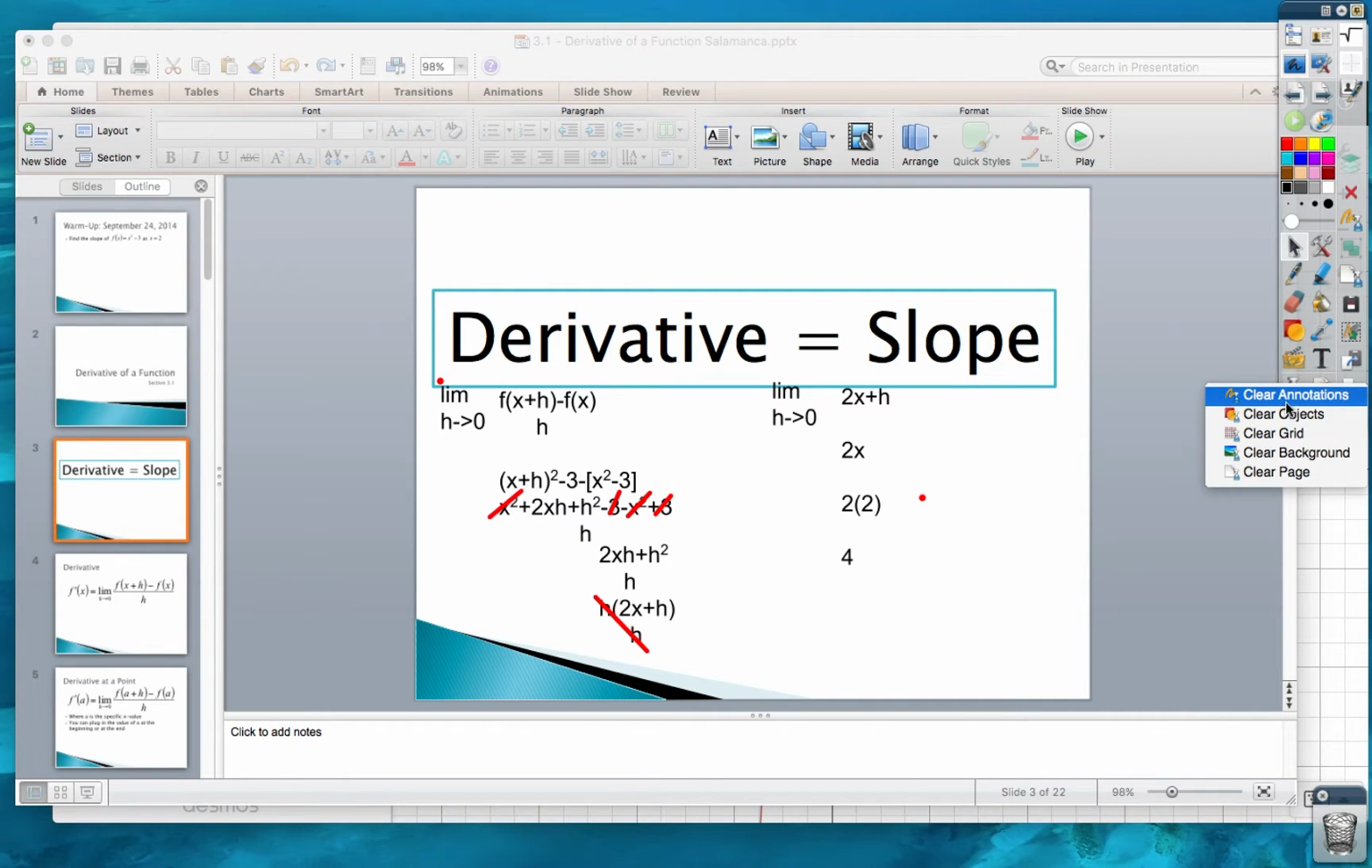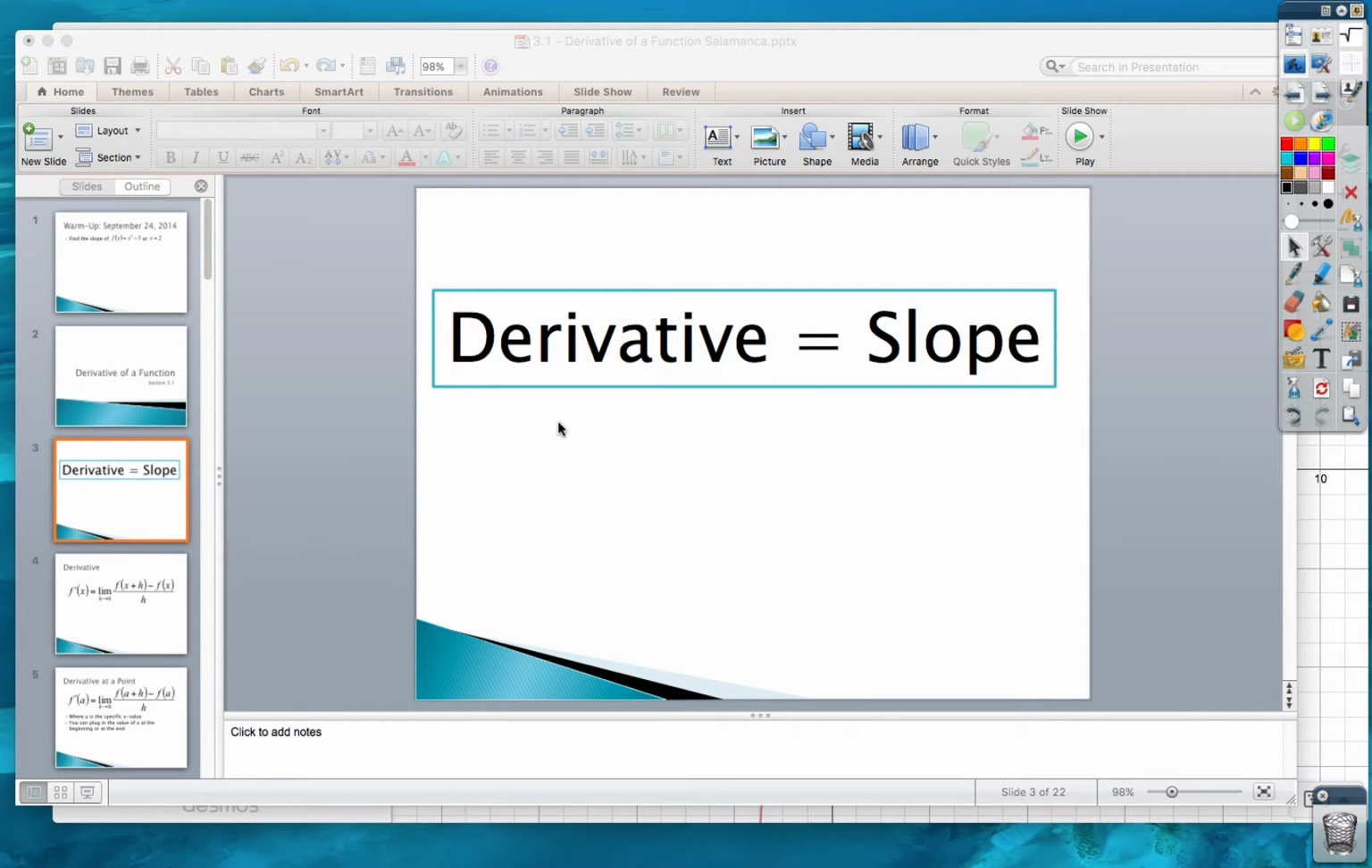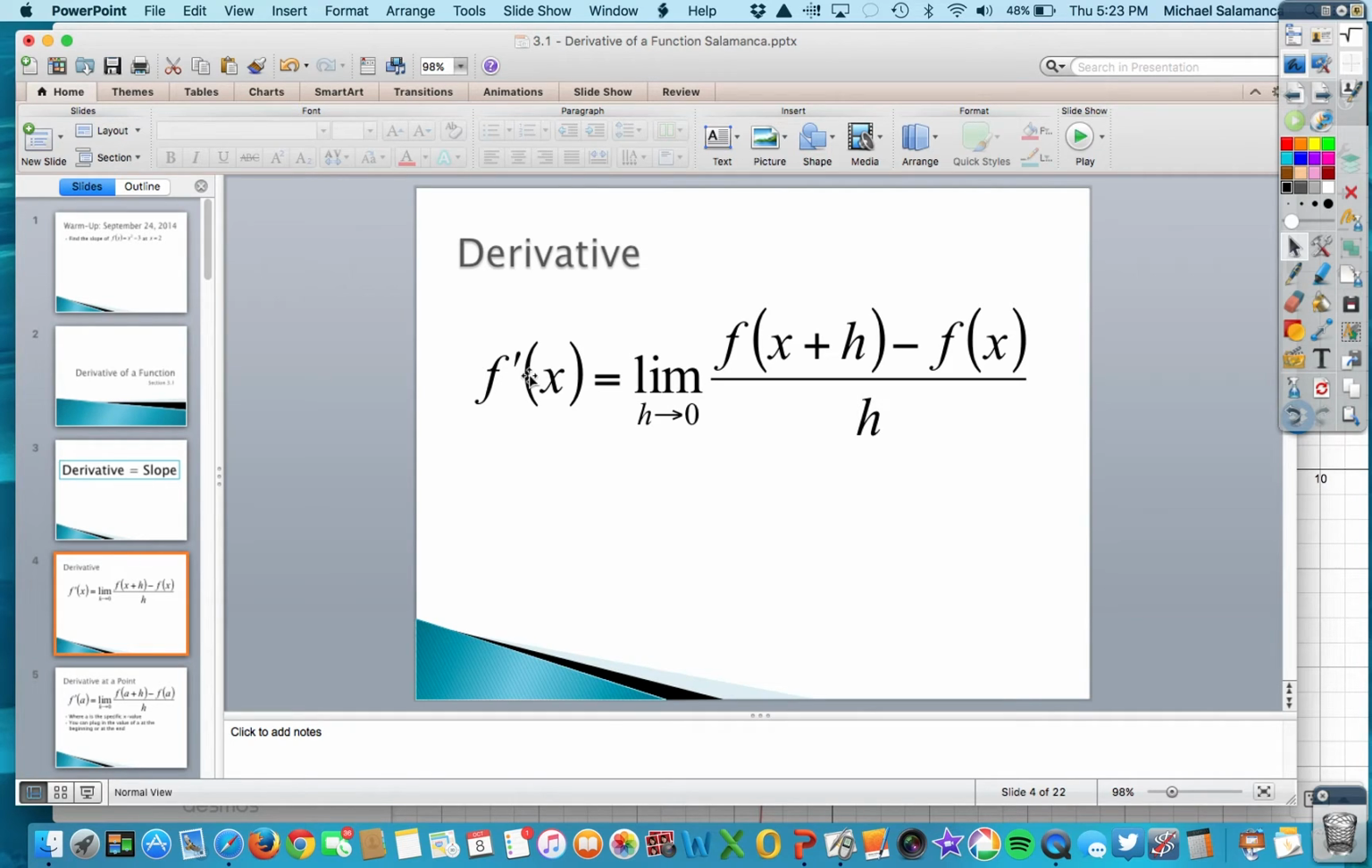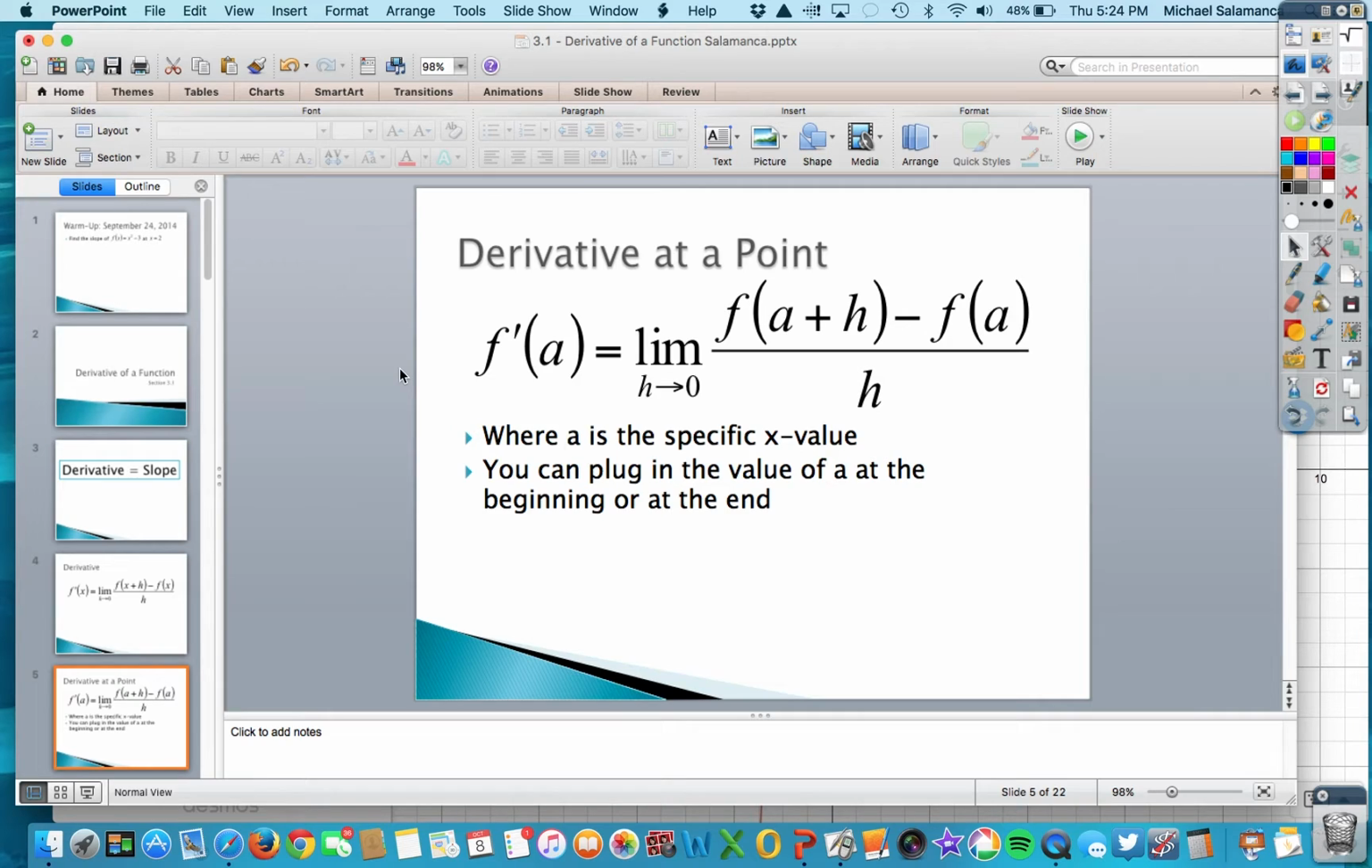Now keep in mind, the derivative is going to give us the slope of the tangent. So that's the slope of the tangent for any function. We've seen it as the following. We call this f prime of x, that little apostrophe is f prime, and it is equal to the limit as h approaches 0 for the function f of x plus h minus f of x, all divided by h. We've also seen it with a derivative at a point. So f prime of a equals the limit as h approaches 0 for f of a plus h minus f of a, all divided by h.